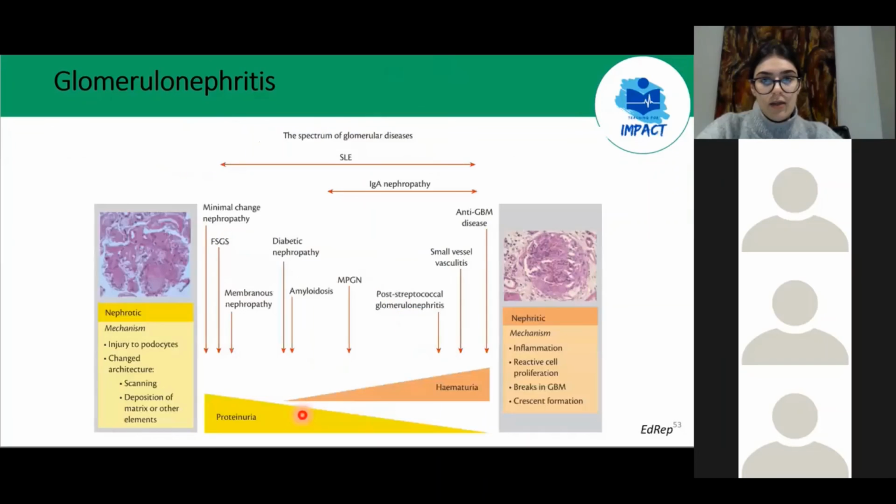The other thing I wanted to point out is that you can also think about glomerulonephritis in terms of your nephrotic versus nephritic picture, but it's important to understand that these aren't clear-cut classifications and that there are some conditions that do overlap the nephrotic and nephritic spectrum. So things like membranoproliferative glomerulonephritis are quite classic for causing symptoms of both nephrotic and nephritic syndrome.